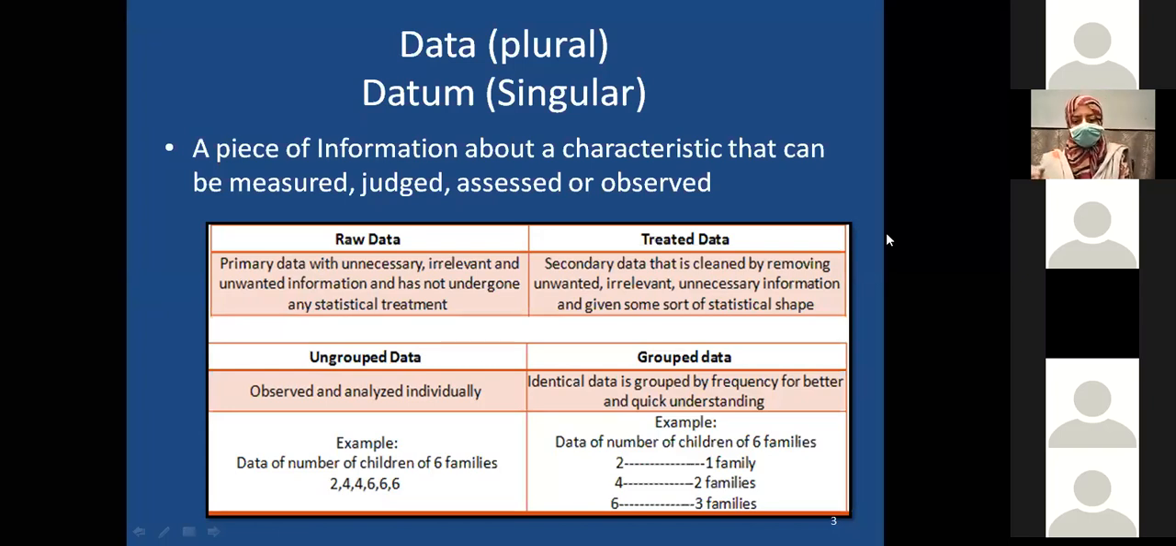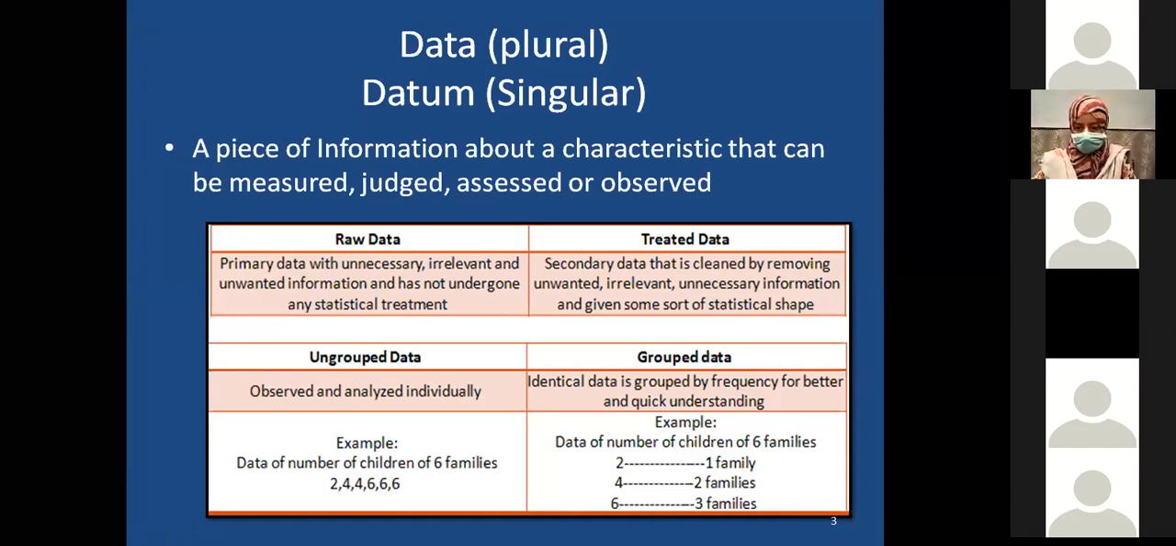For example, the data on number of children of 6 families. Okay? There are 6 families. The first family has 2 children. The second family has 4 children. The third has 4 children. The fourth has 6 children. The fifth family has 6 children, and the 6th family has 6 children. This is every individual is being counted. Okay? For example, whenever we are doing our census data. And then there's group data, which is identical data when it is grouped by frequency, number of people.